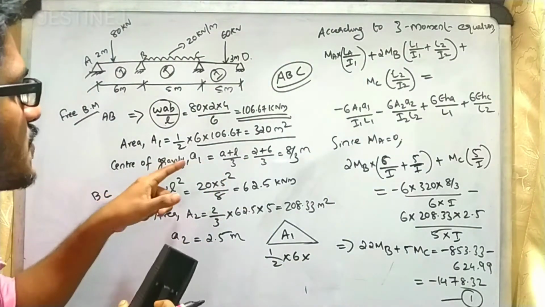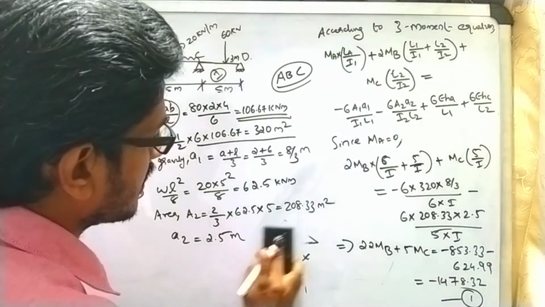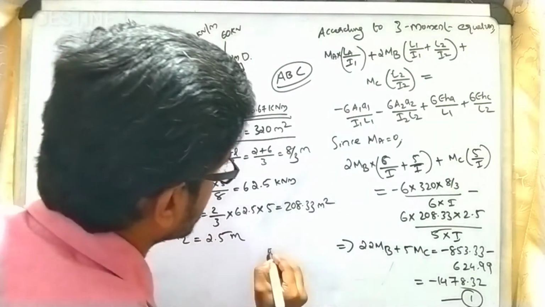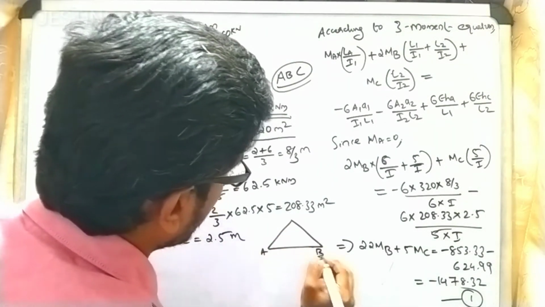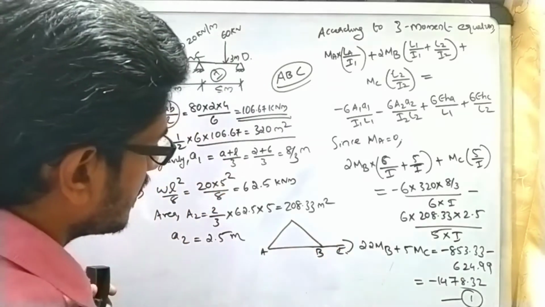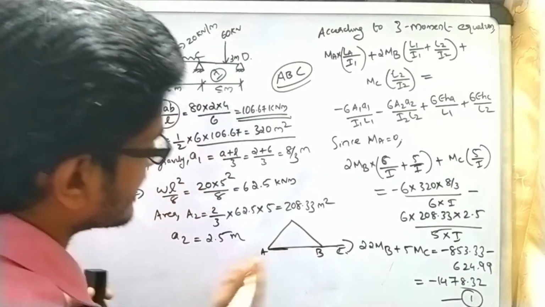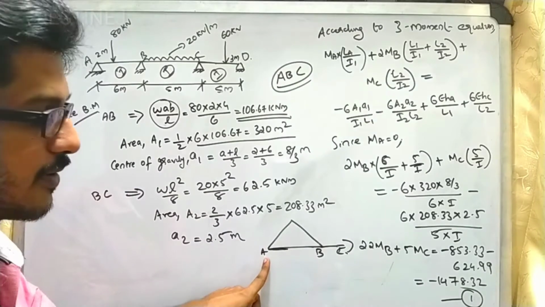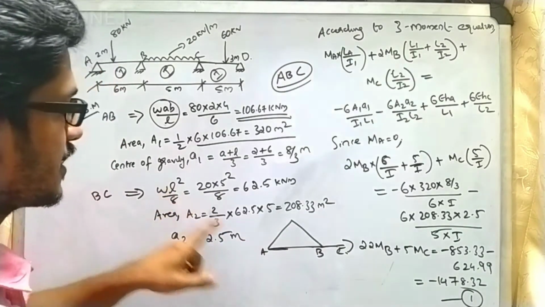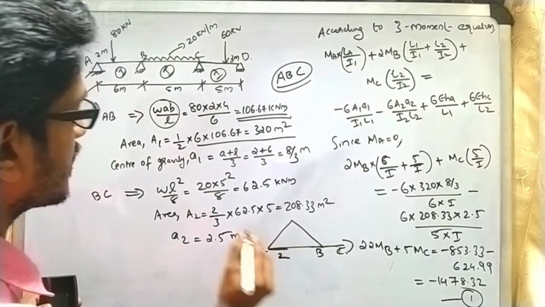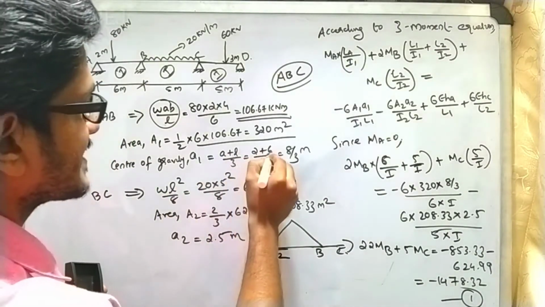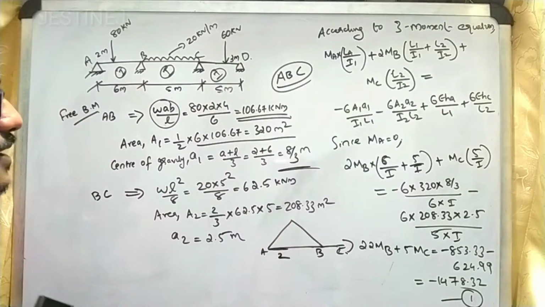And then the center of gravity distance. Here you are considering A, B and one more span, that is C. So you have to consider from support A. You have to take the center of gravity distance from the support A, and this distance is going to be 2 plus 6 by 3, and you will get the value as 8 by 3.